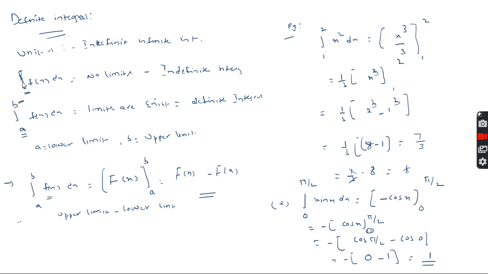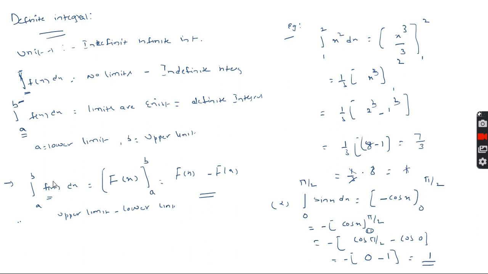So what is the indefinite integral? Indefinite is nothing but an integral where there are no limits. In this integral, of f of x dx, we have no limits. If there are no limits, it is called an indefinite integral. Whereas if the limits exist, here a is the lower limit and b is the upper limit, it is called the definite integral. The lower part is called the lower limit, and the upper part is called the upper limit.